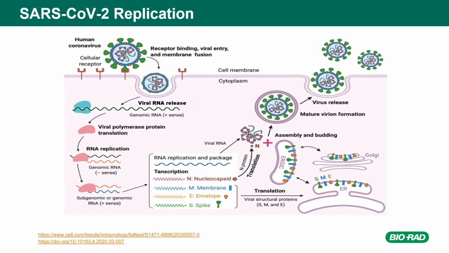The negative sense genomic RNA is synthesized and used as a template to form subgenomic or genomic positive sense RNA. Viral RNA and nucleocapsid structural protein are replicated, transcribed, or synthesized in the cytoplasm, whereas other viral structural proteins, including S, membrane, and envelope, are transcribed and translated in the endoplasmic reticulum and transported to the Golgi. The viral N-complex and S, M, and E proteins are further assembled in the ER-Golgi intermediate compartment to form a mature virion, then released from host cells.